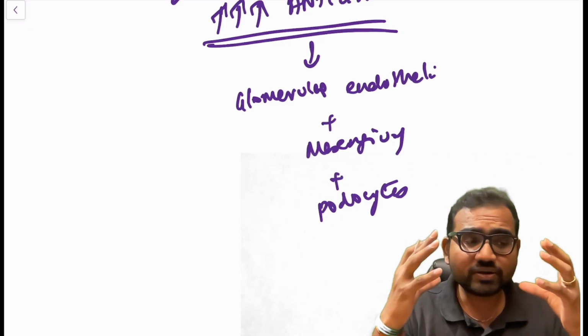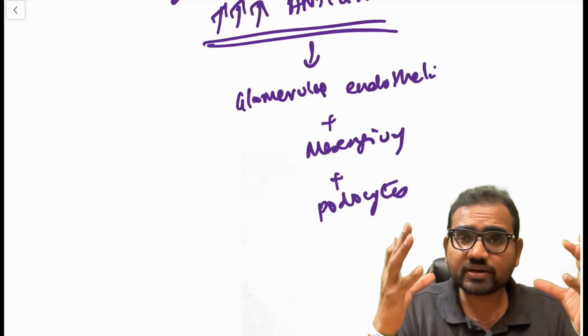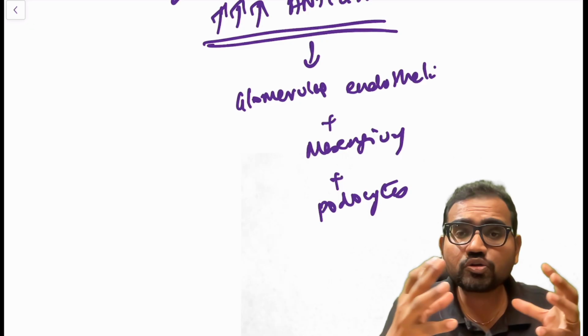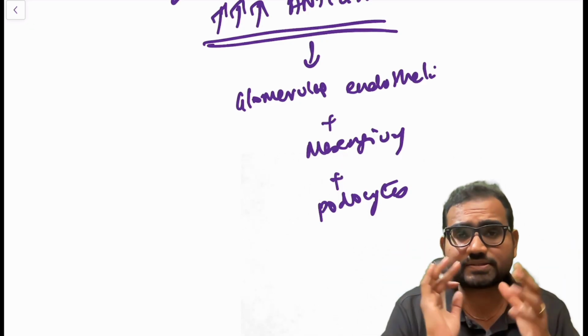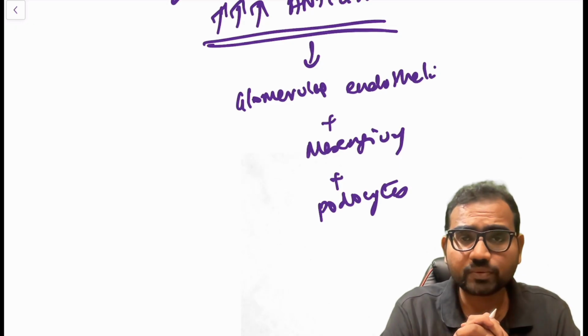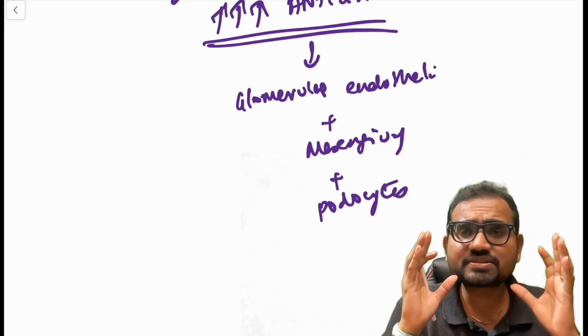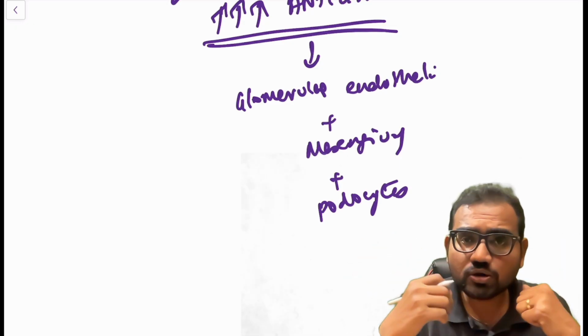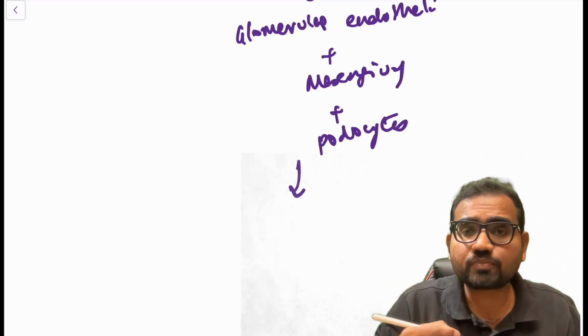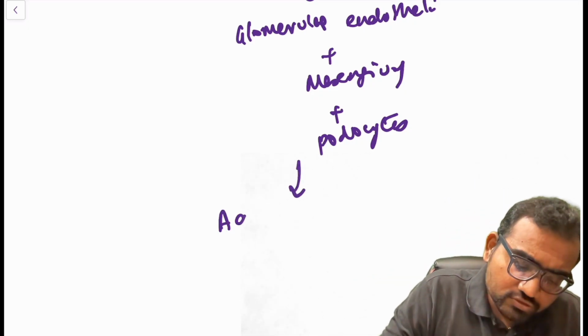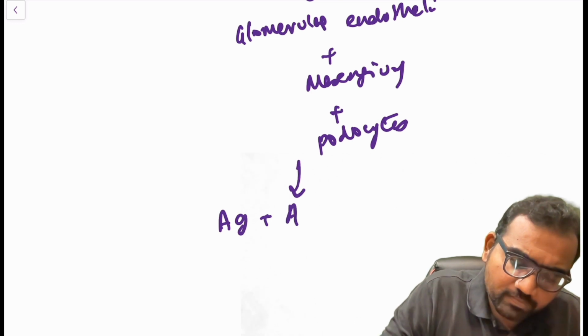Mesangium, again, is helpful for contraction. It regulates the glomerular filtration rate. Podocytes control the excretion of proteins, albumin, or proteinuria. Okay, so once these structures get more antigen, what is going to happen? Our body is going to respond with the production of antibodies. So there are going to be antigen-antibody complexes.